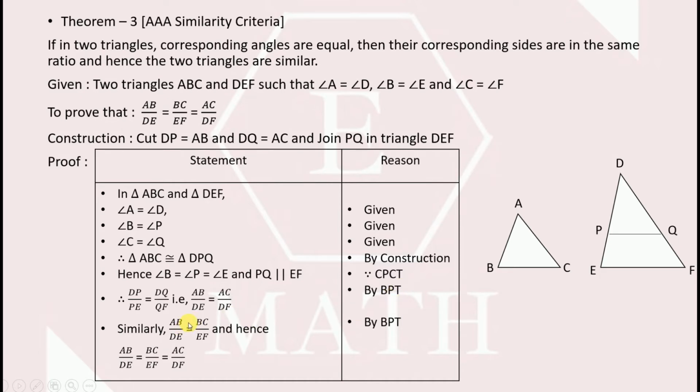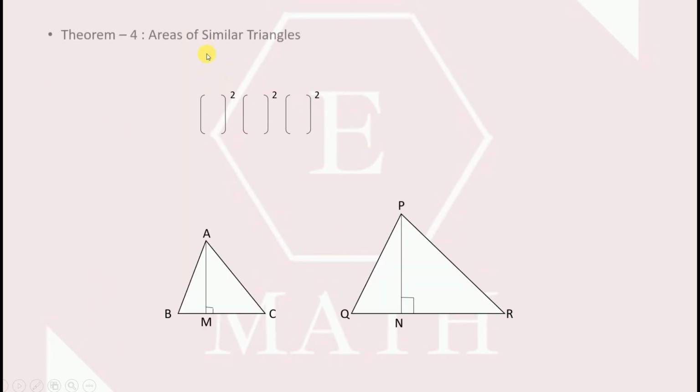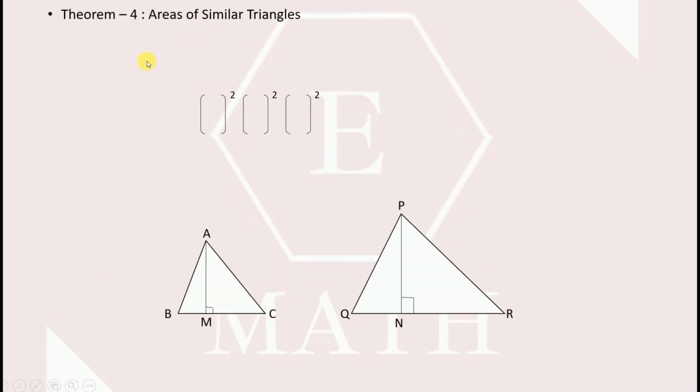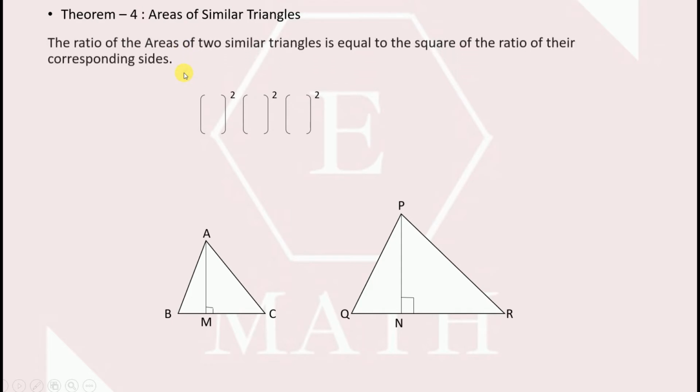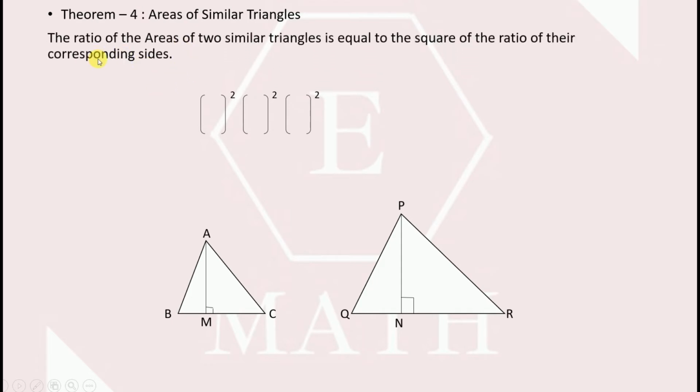And similarly we have AB by DE will be equal to BC by EF, and hence all these three are equal. AB by DE is equal to BC by EF is equal to AC by DF. Hence the proof. This is how we can prove the theorem 3, that is AAA similarity criteria. We'll go to the next theorem, theorem 4. It's called the areas of similar triangles. Let's see the statement of it.